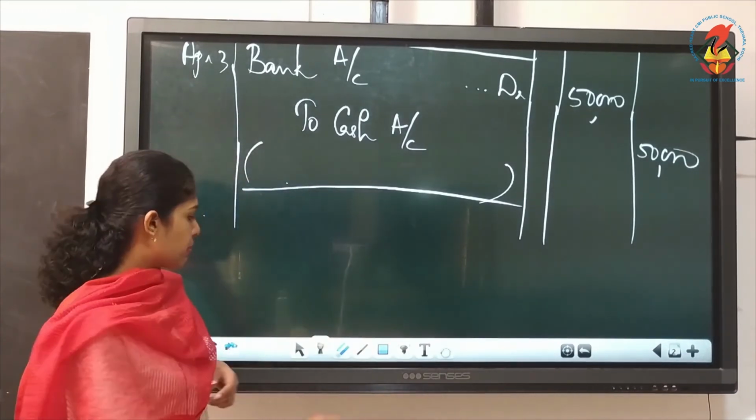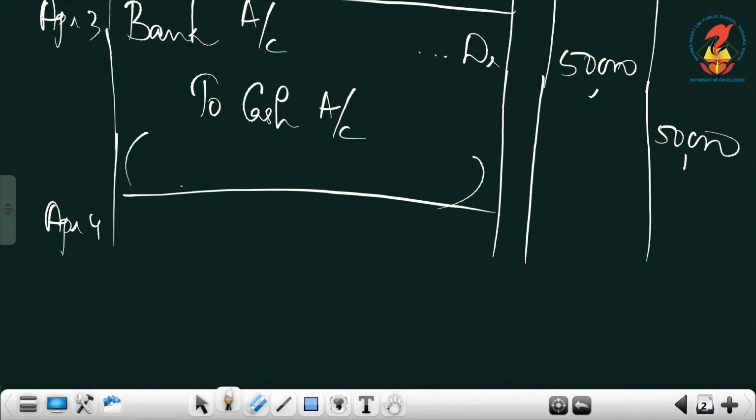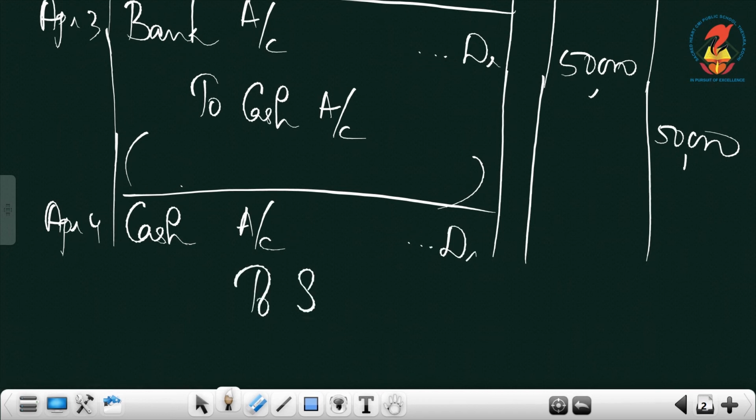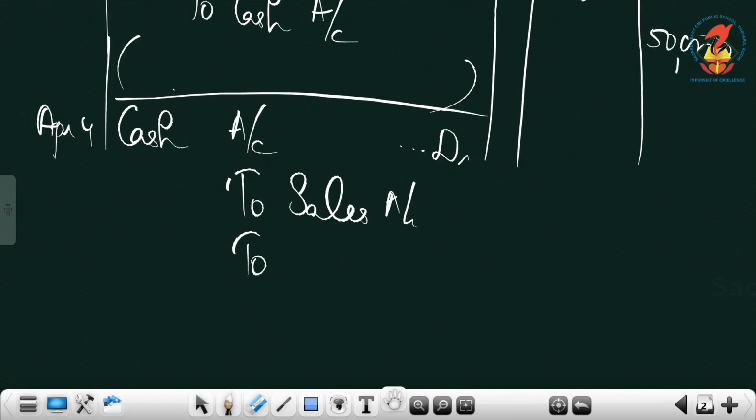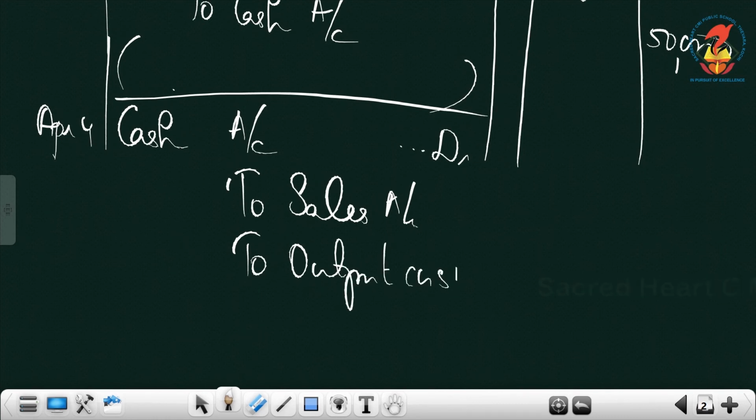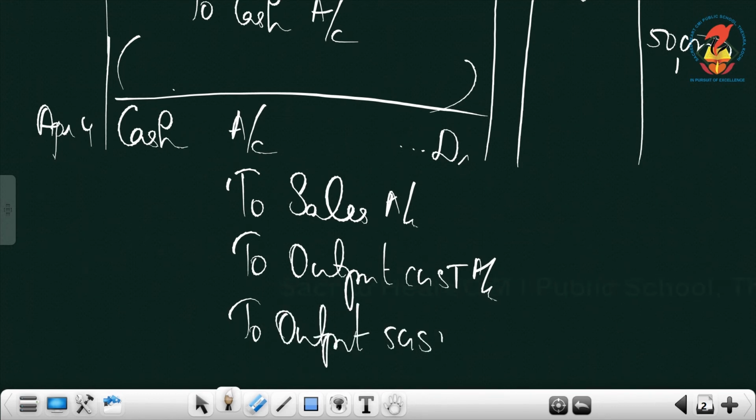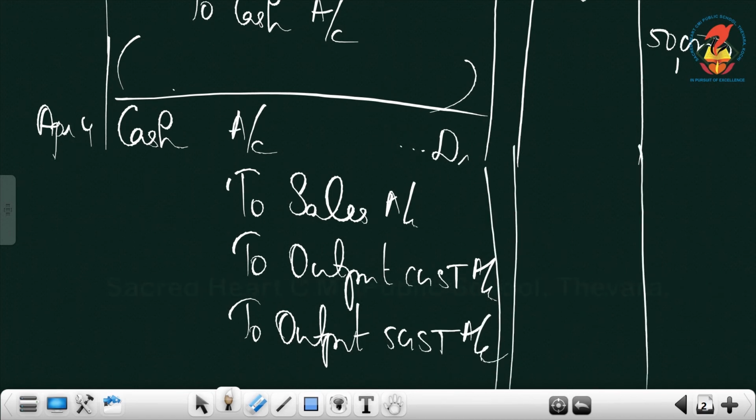The transaction is on April 4th. So you can write the journal entry. All these are compound entries. Cash account debtor to sales account, to output CGST account, to output SGST account.